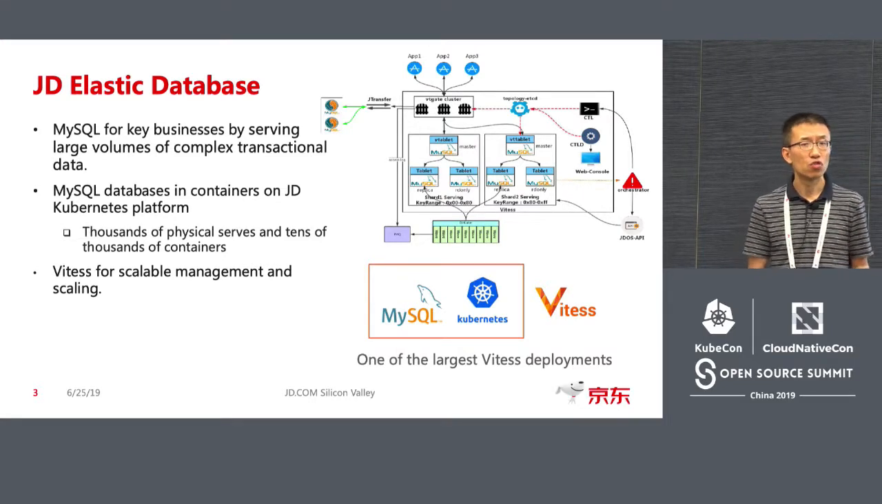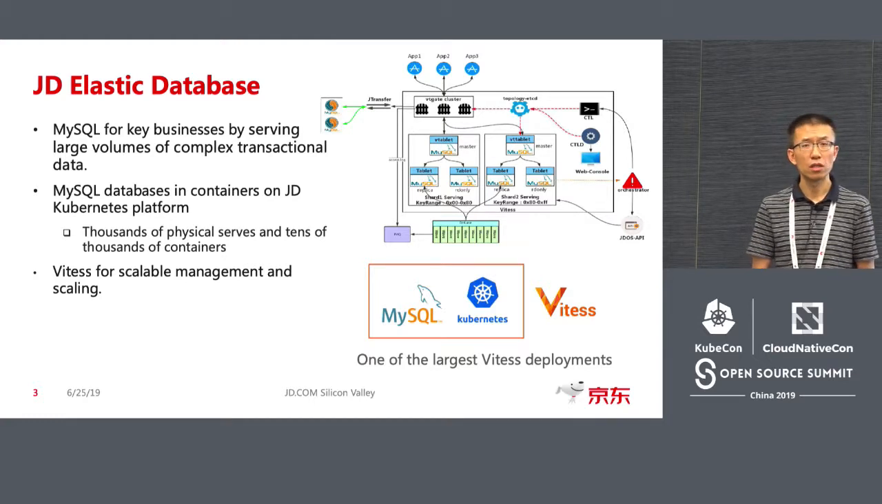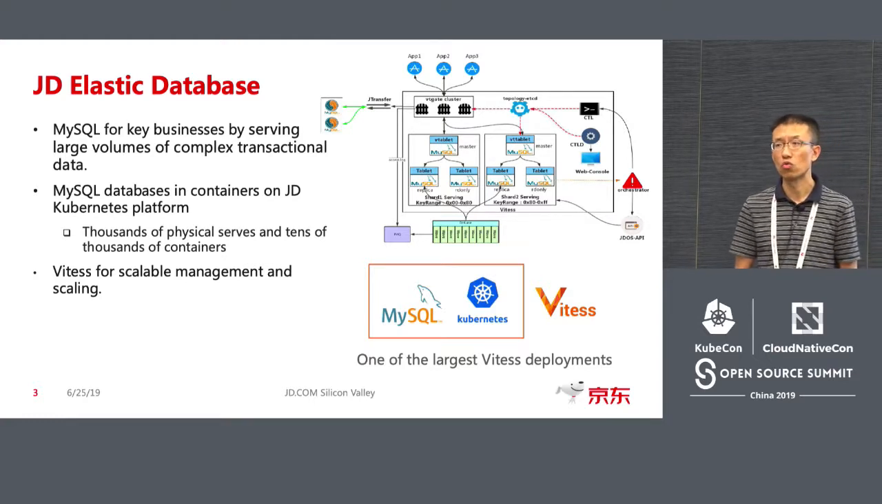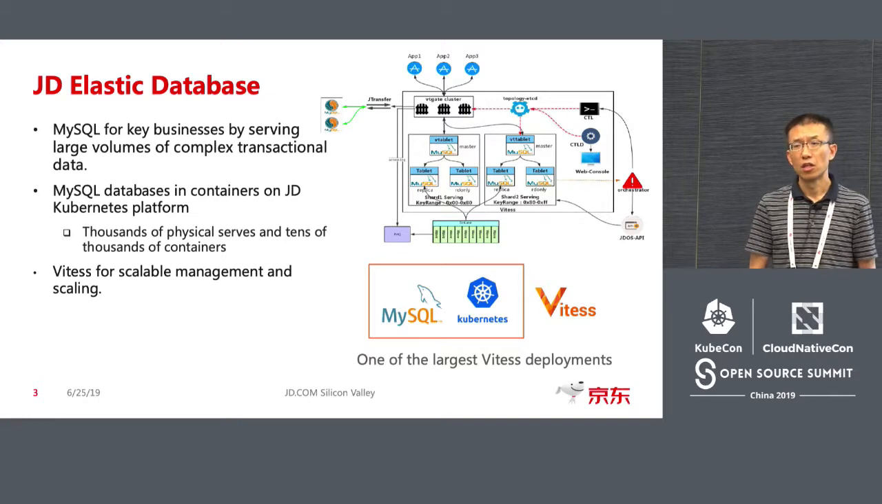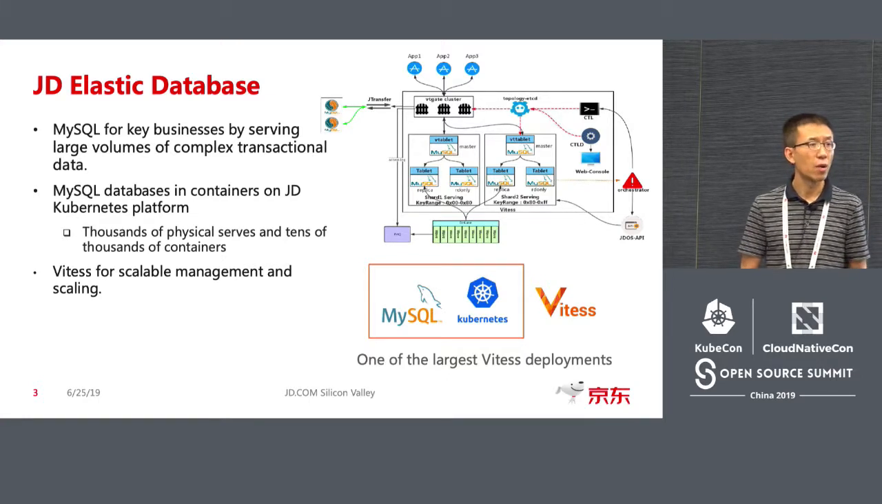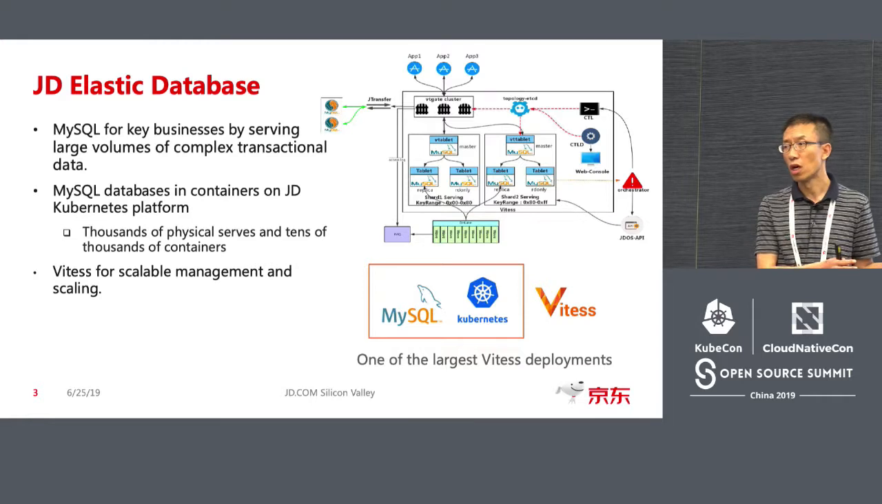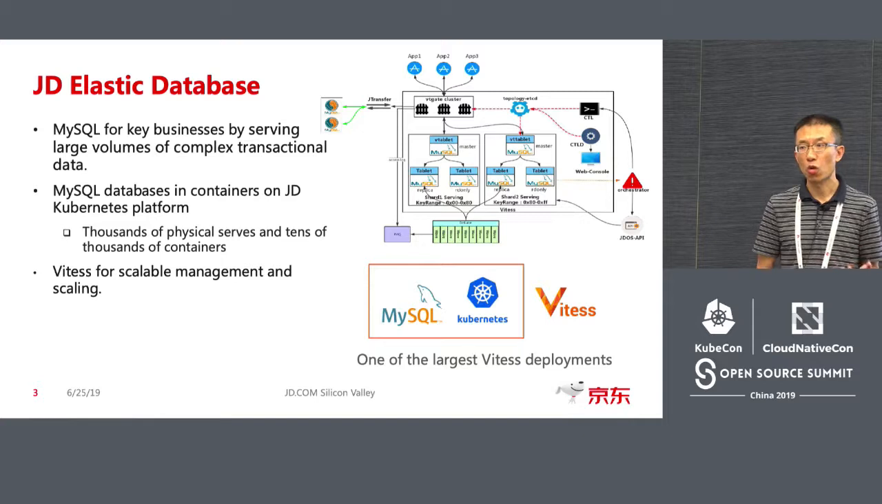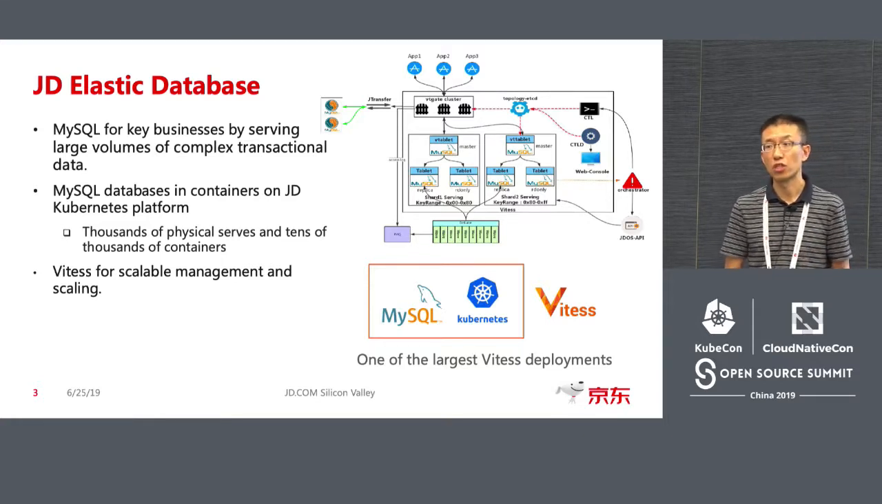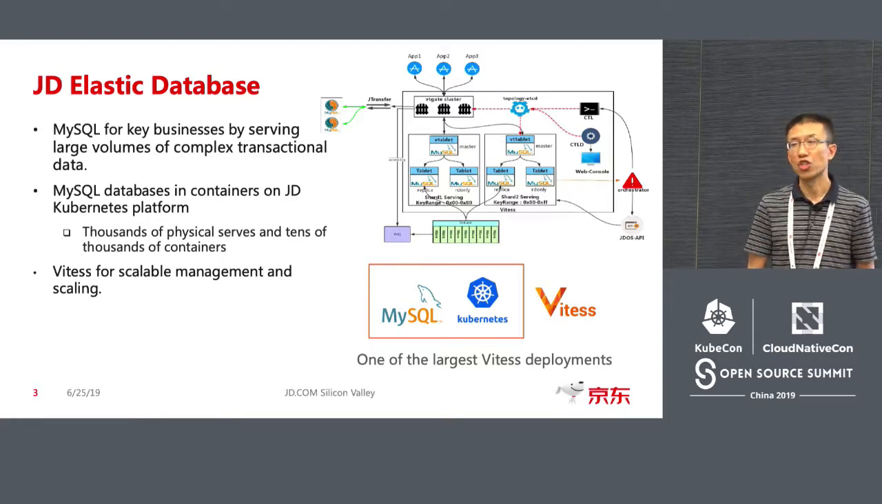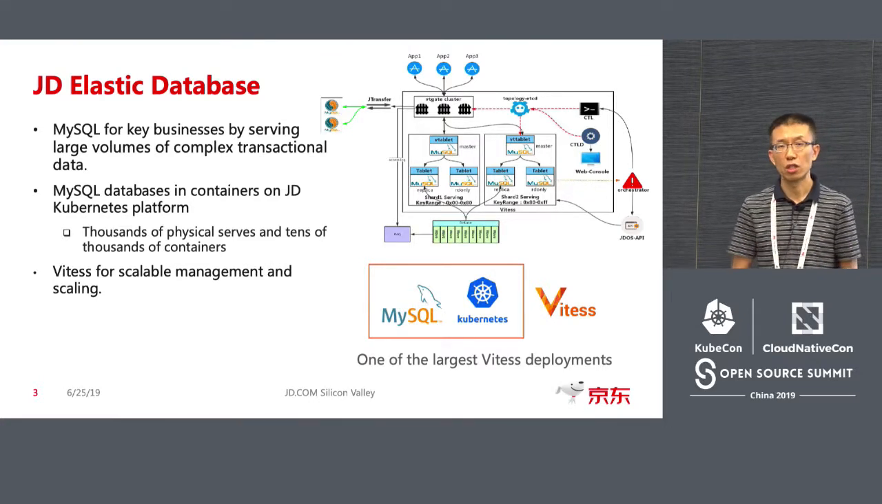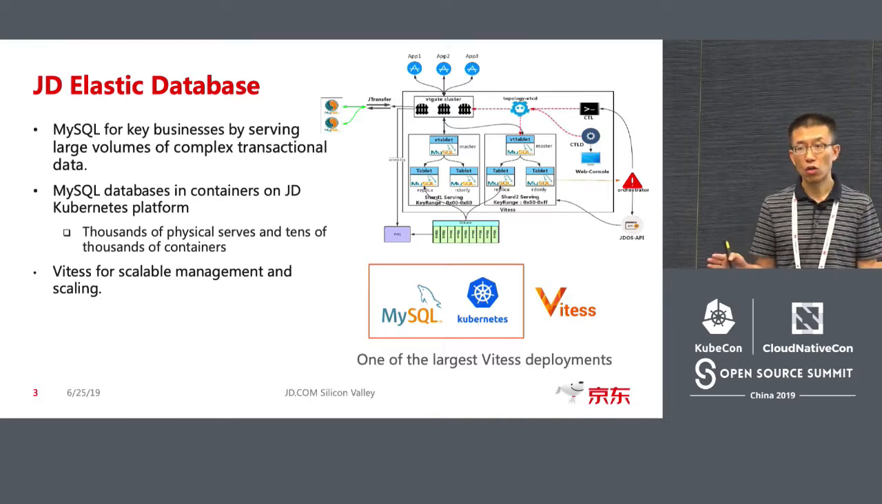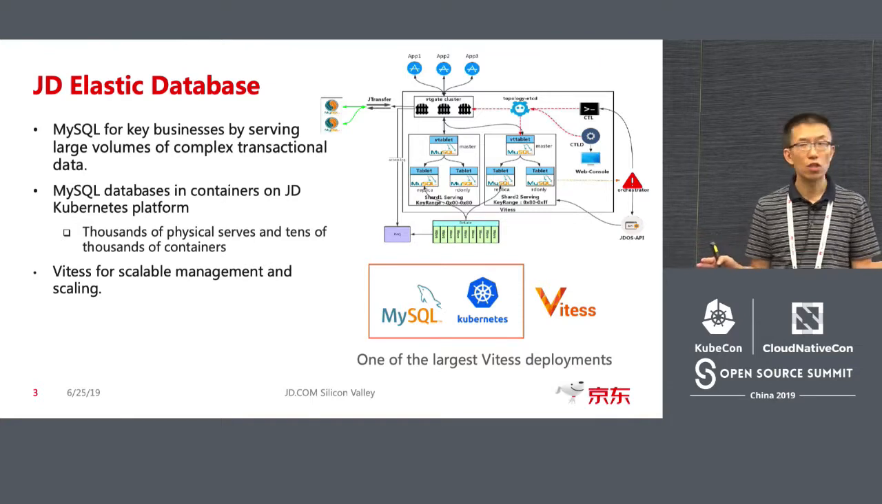But for the containerization of the system in Jingdong, it actually started quite early. In 2016, when Kubernetes became open source, we moved to Kubernetes. So maybe we were among the first users or practitioners of Kubernetes. And for now, we have already performed the containerization for stateful and non-stateful applications.